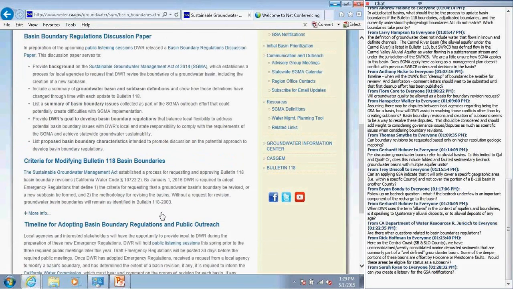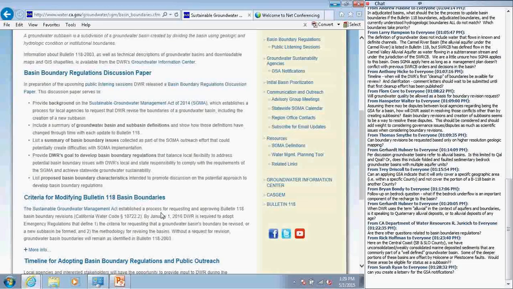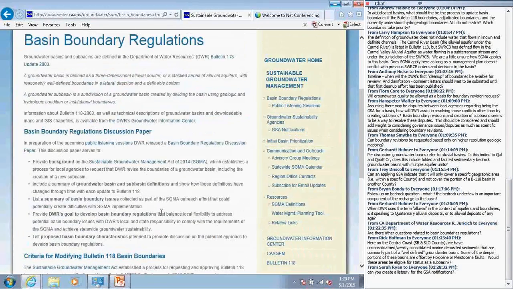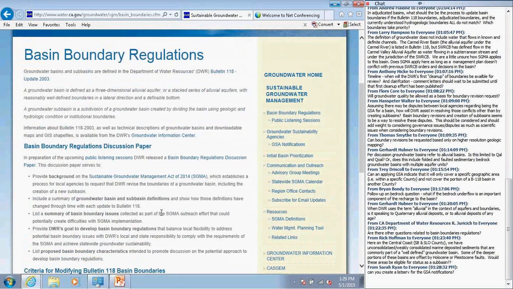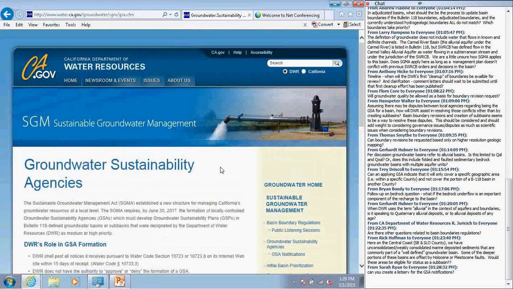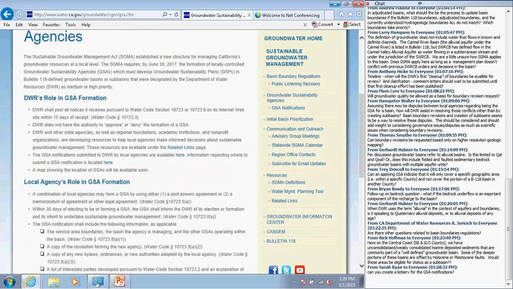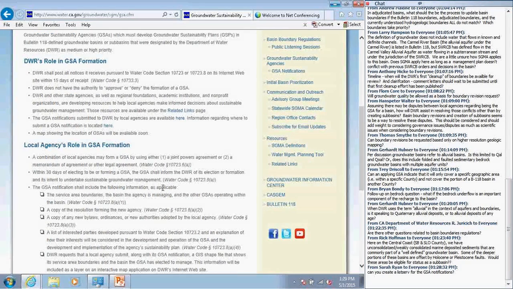This page is slated to include the presentations that were given today and the recording of this WebEx, as well as new information that becomes available. The draft regulation will be posted here, as well as the final regulation. On the Groundwater Sustainability Agency page, there is a lot of information on GSAs, formation of GSAs, and the different roles of DWR and local agencies.